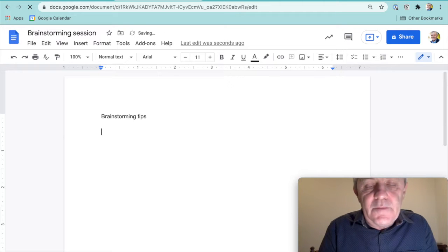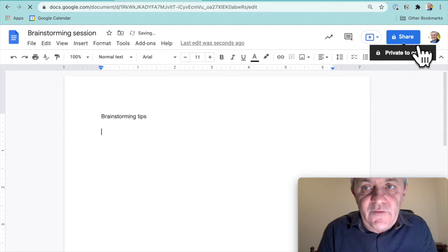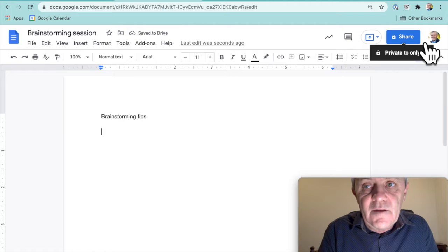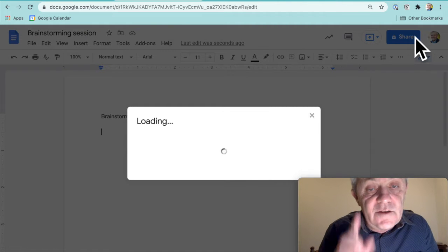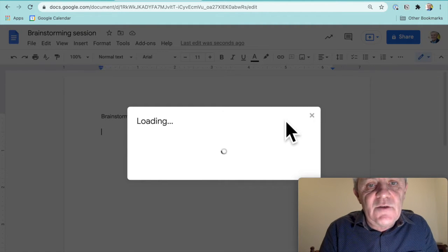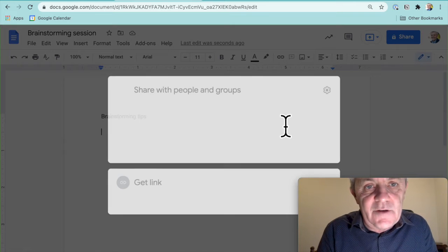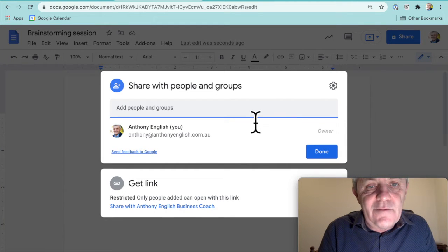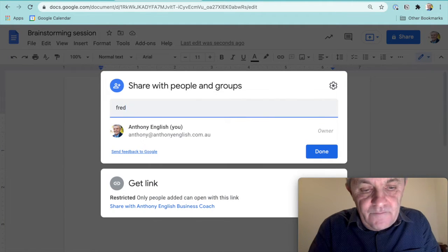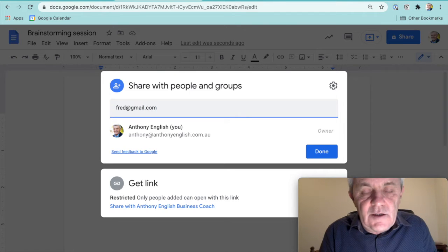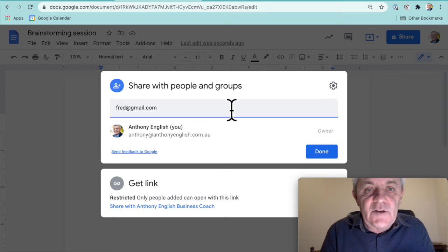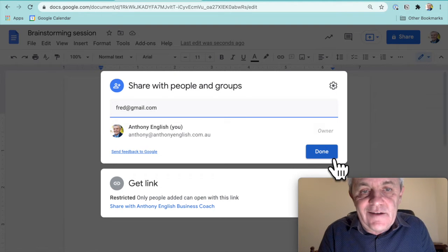But here's the important part. We do two things. First is we share. This is very important. You want to share this document with somebody, and you can share this with them ahead of time. And you can share this before the meeting, during the meeting, or afterwards. And you just hit done. You put in the real person's real address.